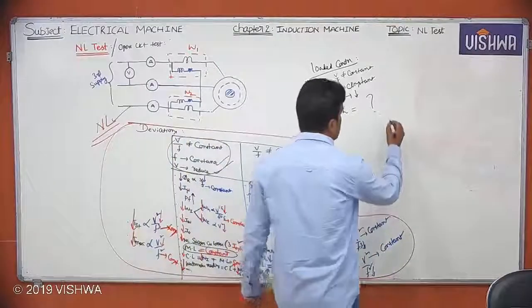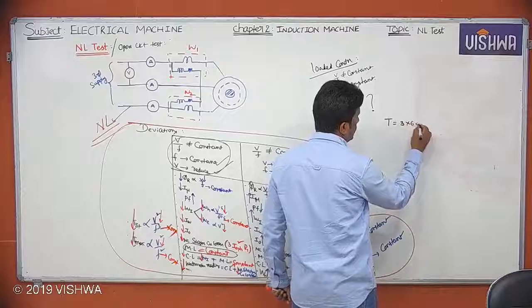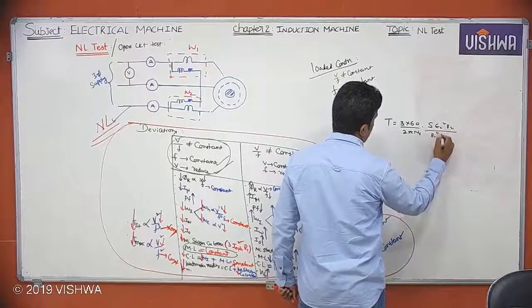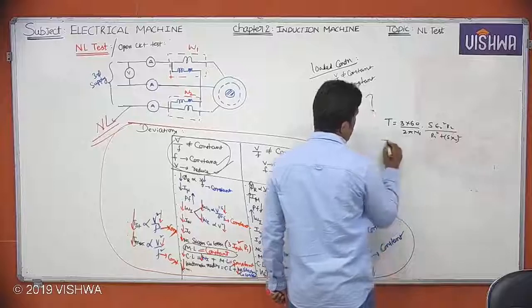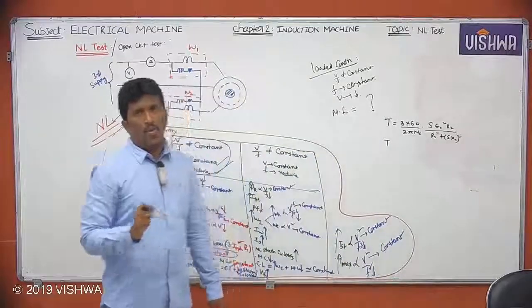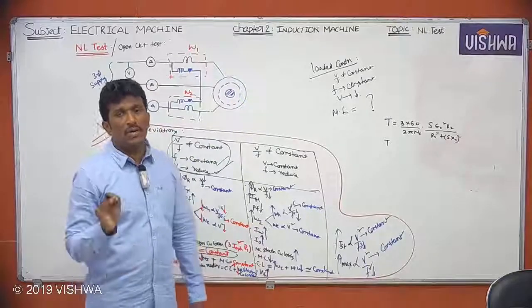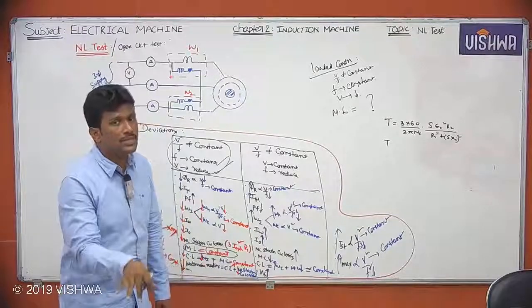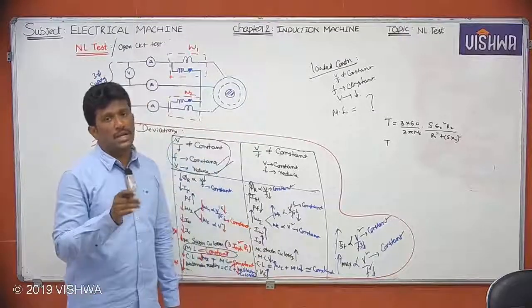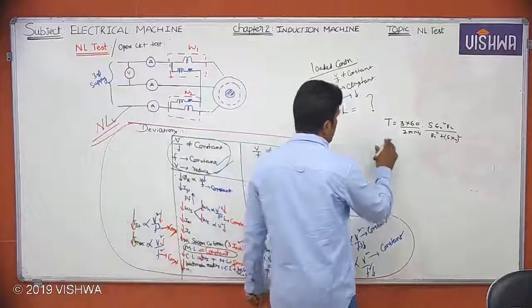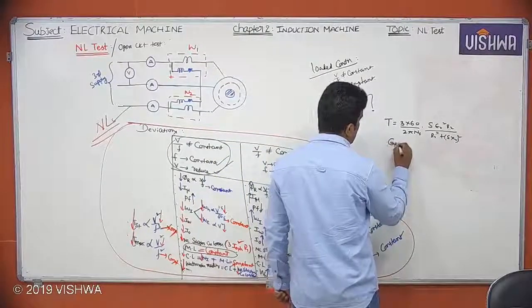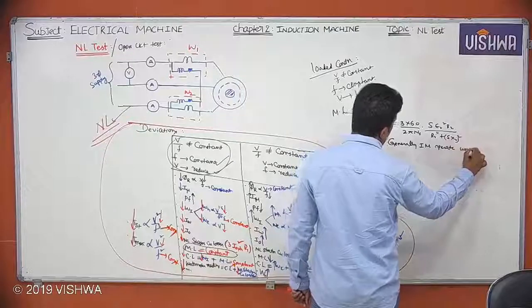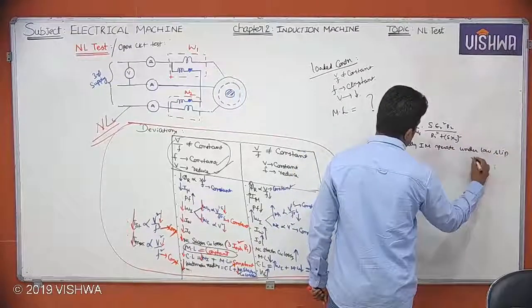For this, you know, one formula is there. T equals 3 into 60 by 2 pi N_s into s E2 square R2 by R2 square plus (sX2) whole square. Generally, we operate the induction motor in the low slip region. That means the speed N of the induction motor will be nearer to synchronous speed but less than synchronous speed. Generally, slip is very less, so the induction motor operates under low slip region.